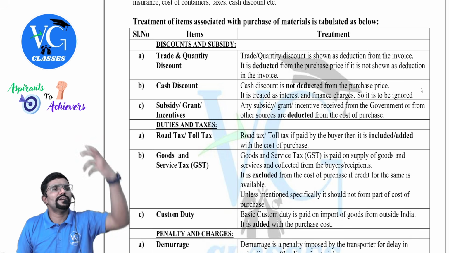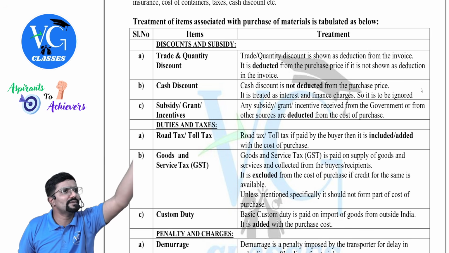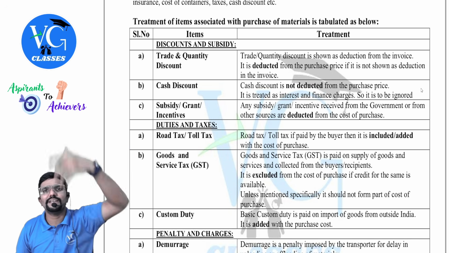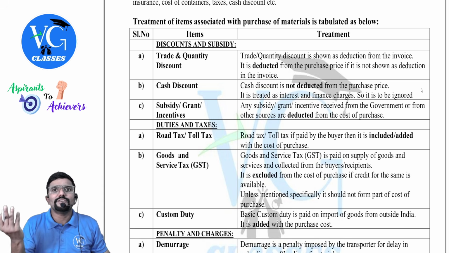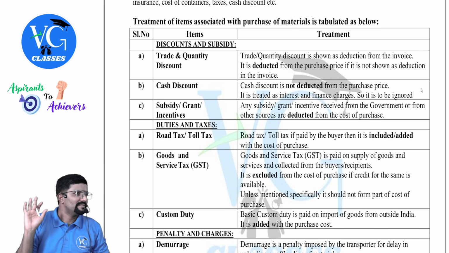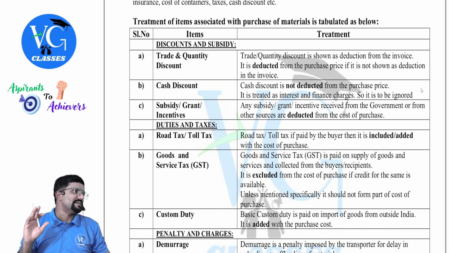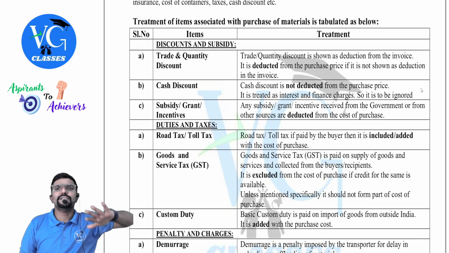Assume they have given a listed price of 1 lakh and a trade discount of 10%. So what should we do? Reduce 10% of 1 lakh. If they have given the price after discount, should we reduce the discount again? No. If it is already reduced, we will leave it there. If not, we will reduce it. If nothing is mentioned, they have given the listed price and the discount separately.